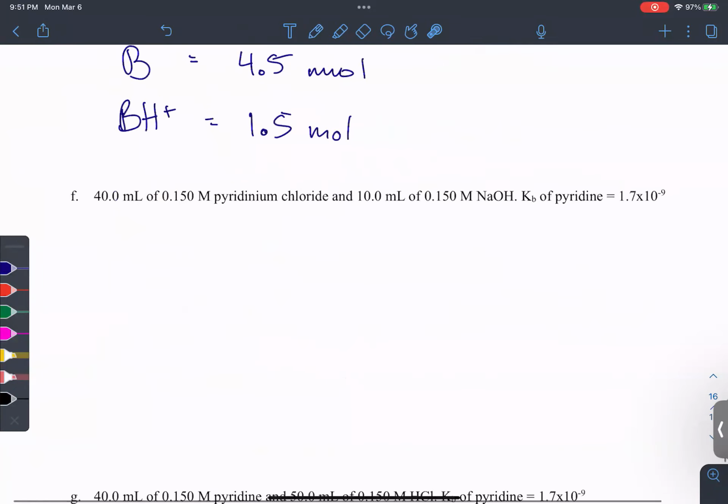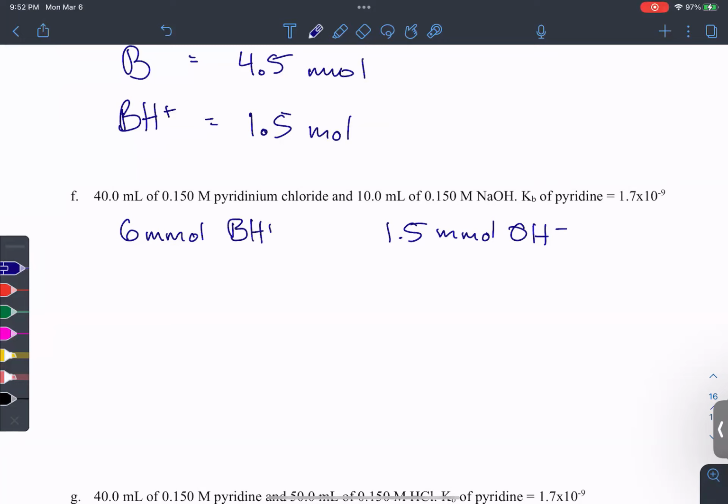All right, 40 milliliters of pyridinium chloride and some sodium hydroxide. So I think this is 6 millimoles, and this is, again, 1.5 millimoles of sodium hydroxide this time. Pyridinium chloride is what? Is it an acid or is it a base? It's an acid. Specifically, it's the conjugate acid of pyridine, so it's BH+.